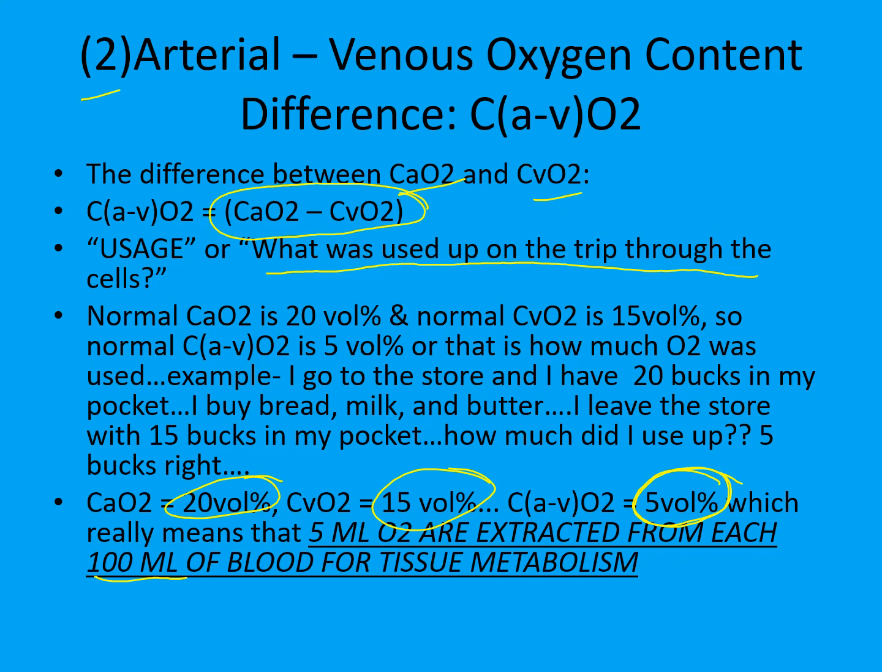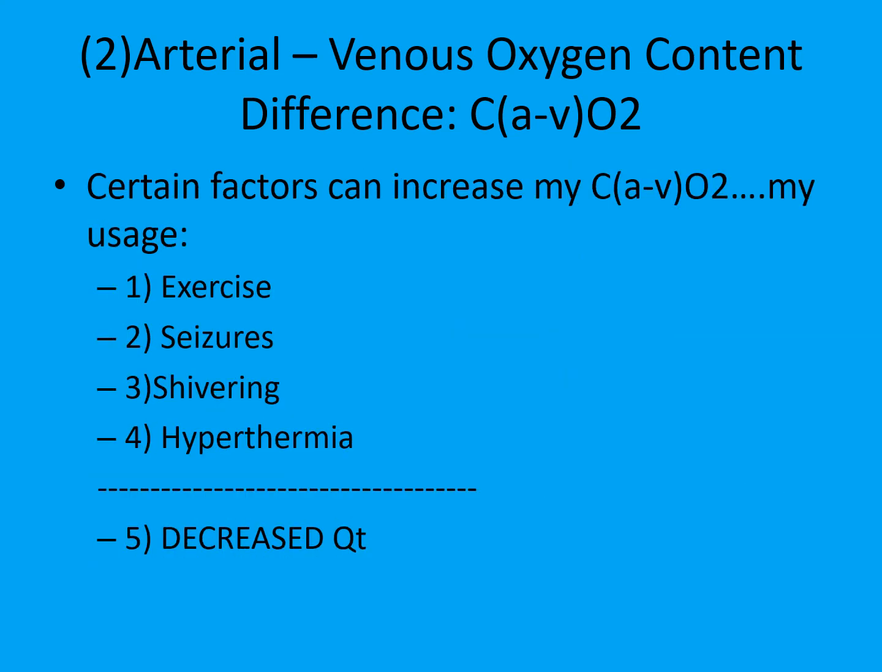When the patient starts exercising, your CVO2 will go down, because your metabolic rate is increasing. So your A to V gradient would increase. The bigger the gradient in your A to V difference, the higher the metabolic rate usually. I love this equation because it's just subtraction. Your answer is going to be in volumes percent because we didn't change anything: CaO2 is in volumes percent, CVO2 is in volumes percent. So your answer units will be in volumes percent.